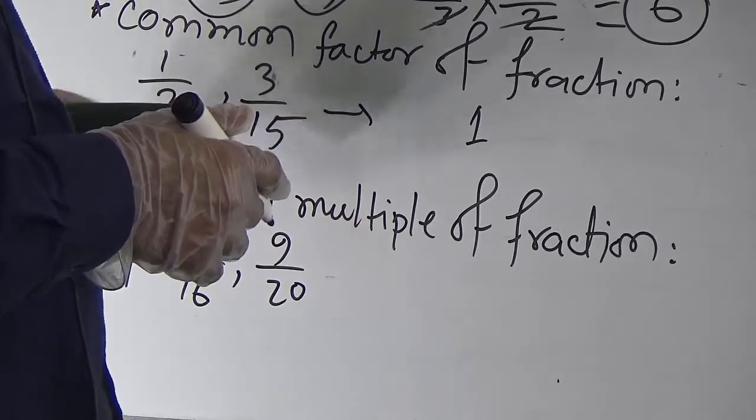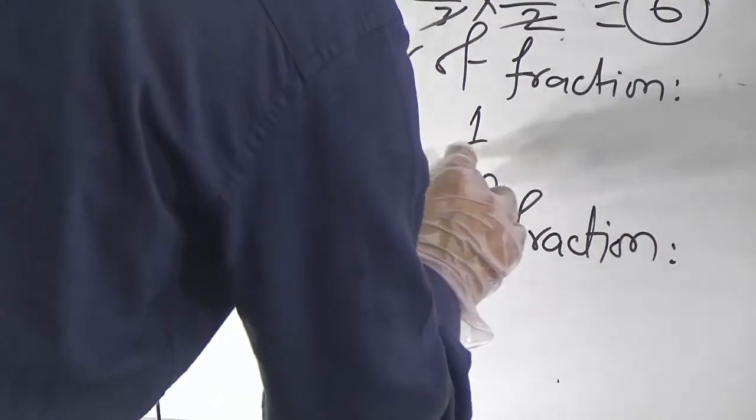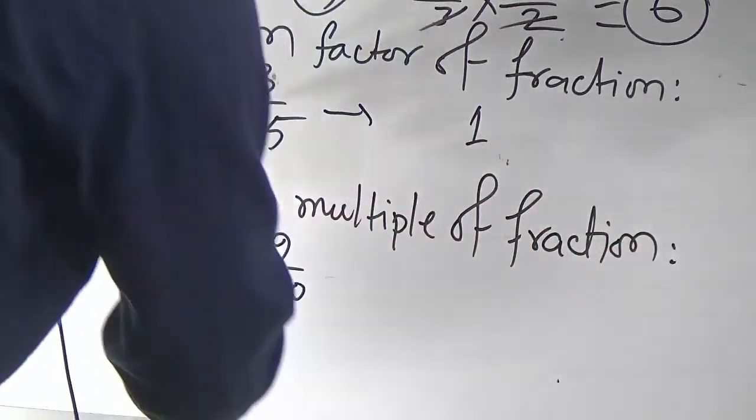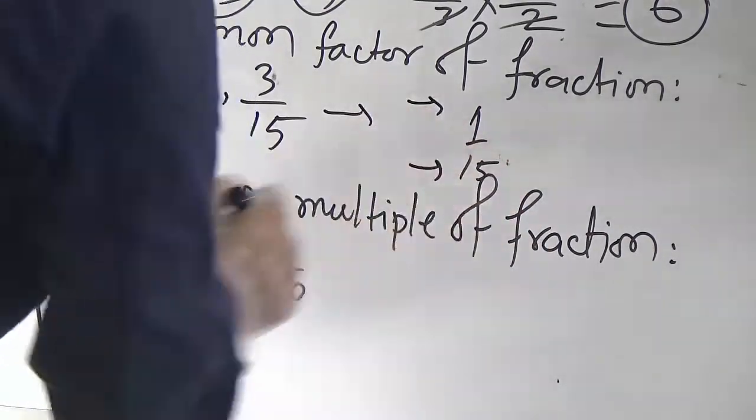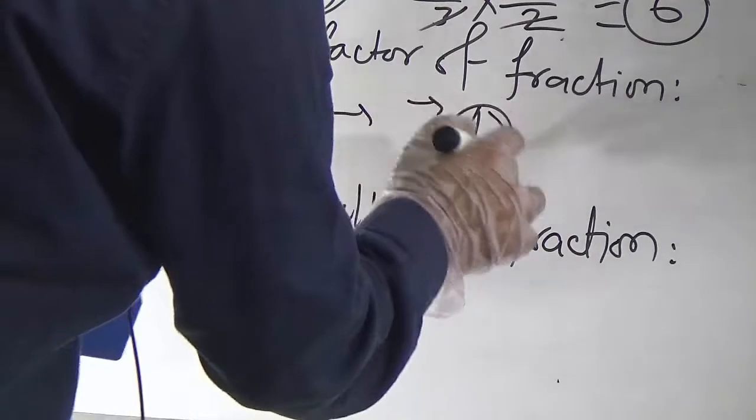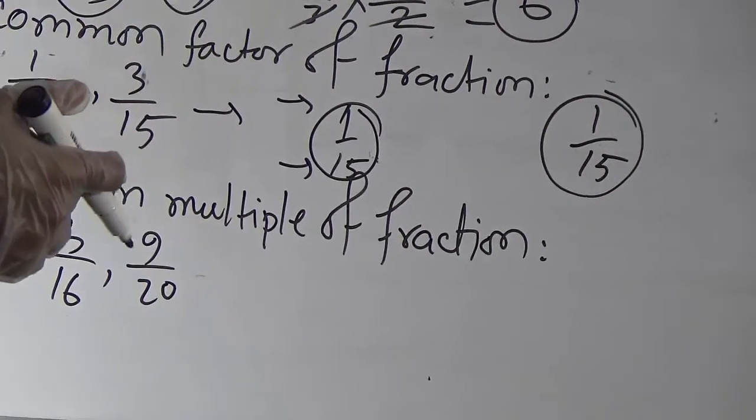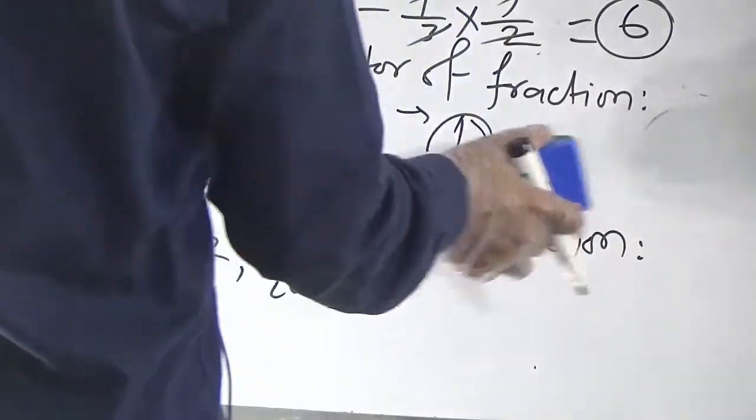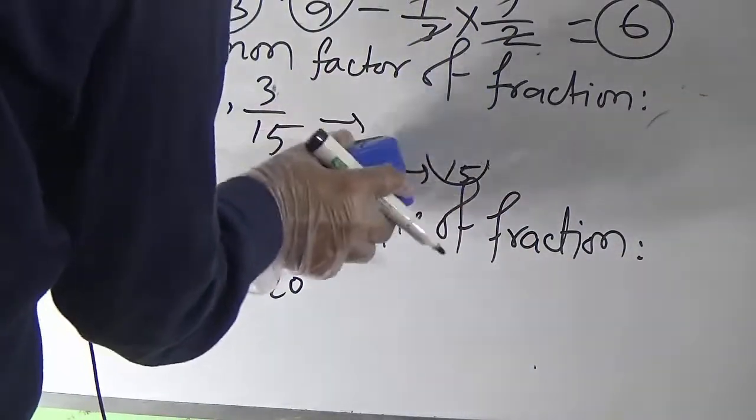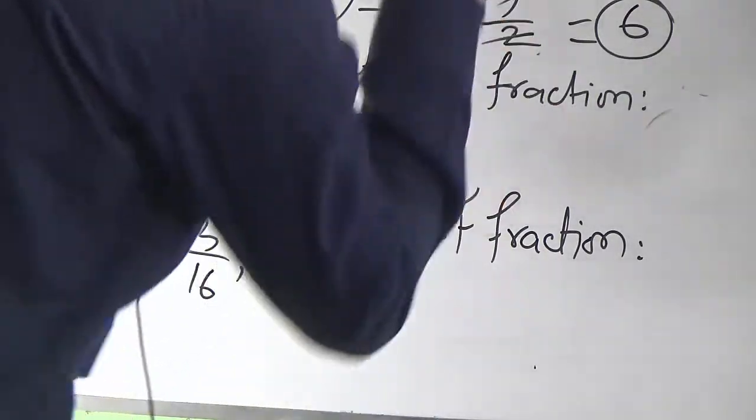the common multiple of the denominators is 15 here. So, we can say a fraction formed by 1 and 15 will be the common factor of the given fractions. So, we can say the common factor of these fractions is 1 by 15.